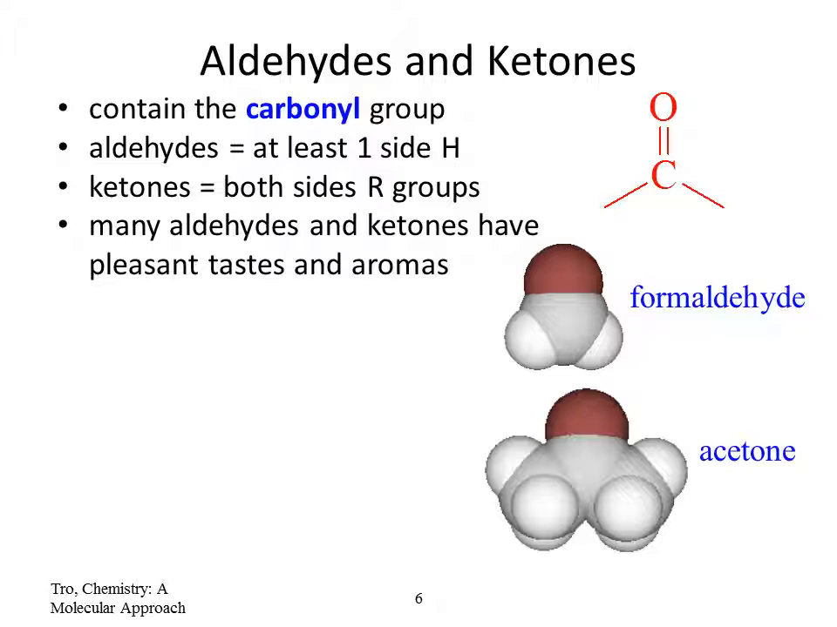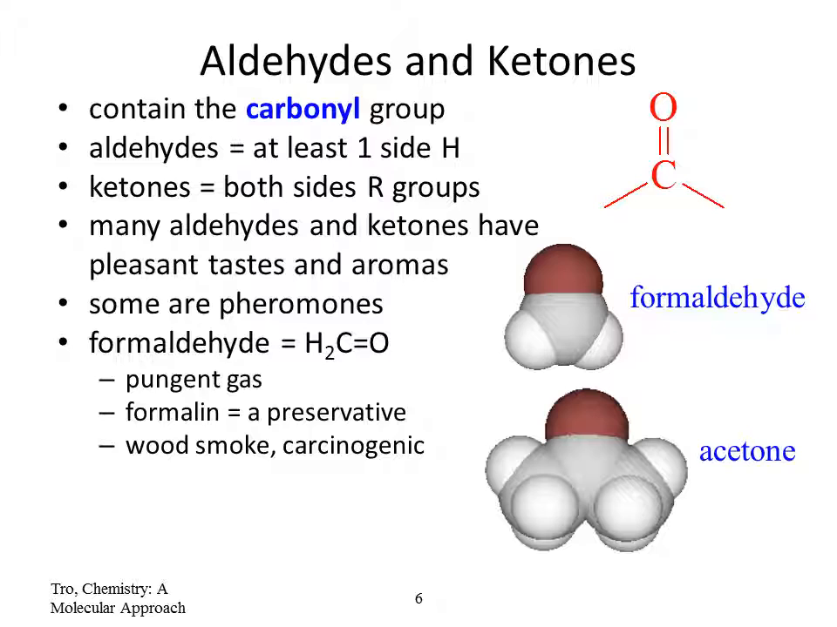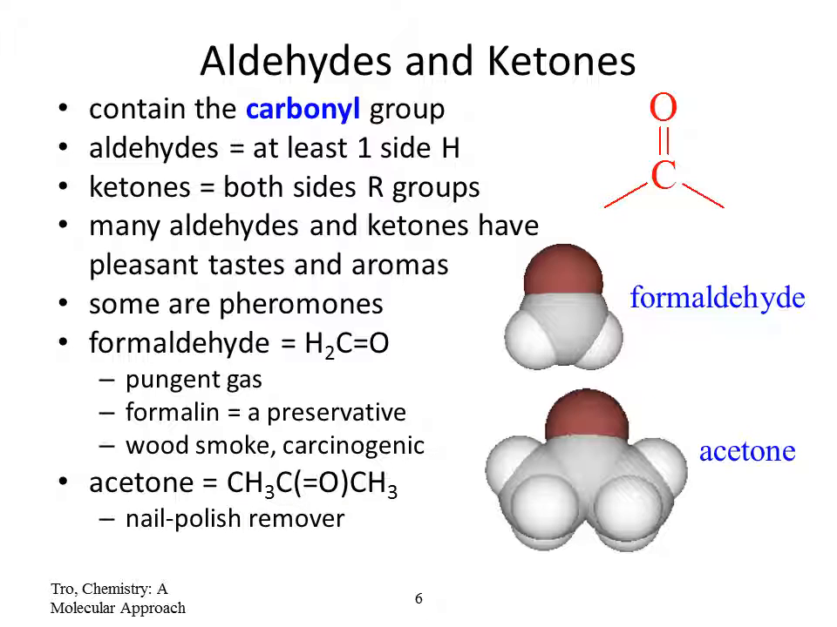So many aldehydes and ketones have pleasant tastes and aromas. Some are pheromones, like some kind of hormones that attract things. Formaldehyde is a pungent gas, and formalin is a preservative, and it is also found in wood smoke, and it is a carcinogen.